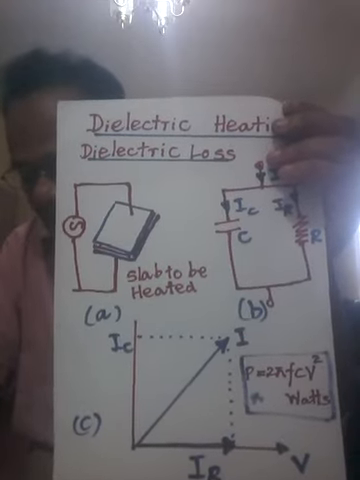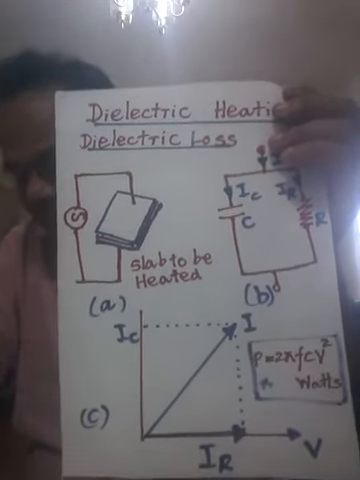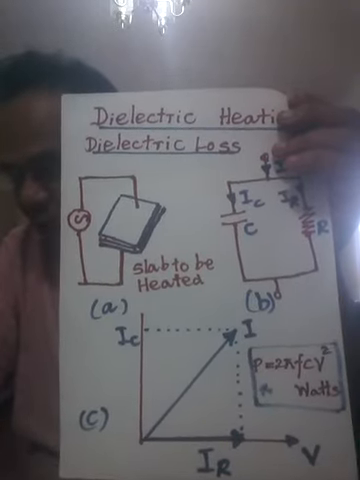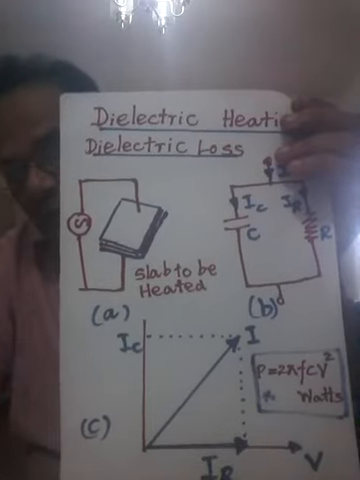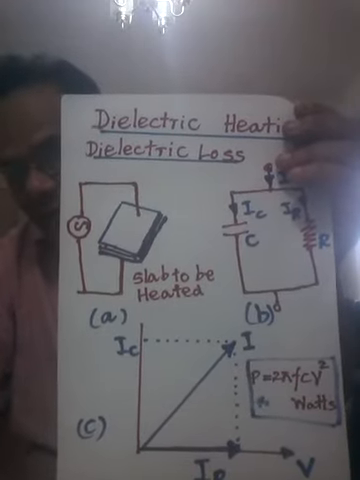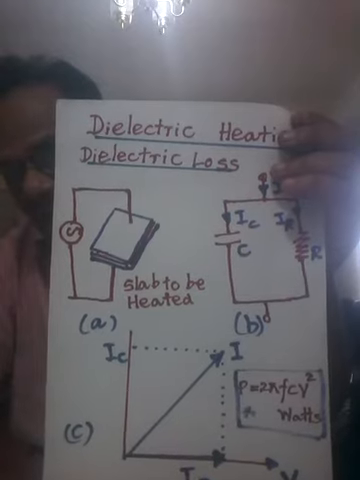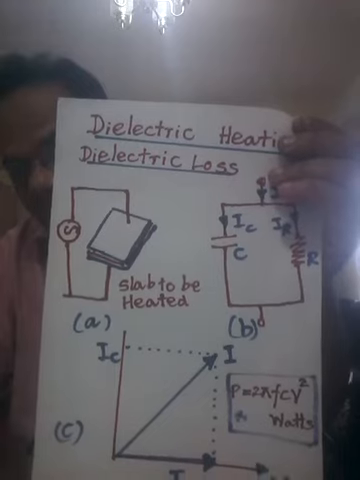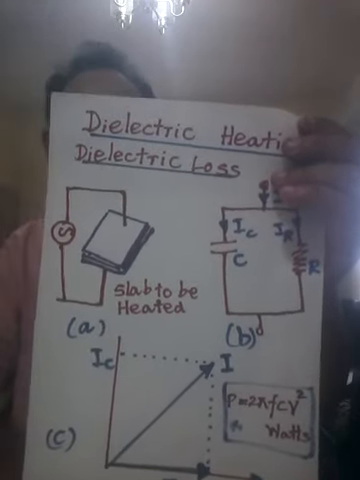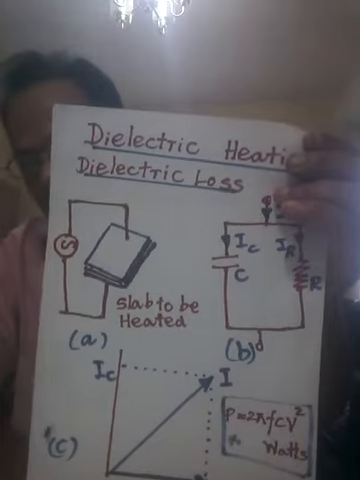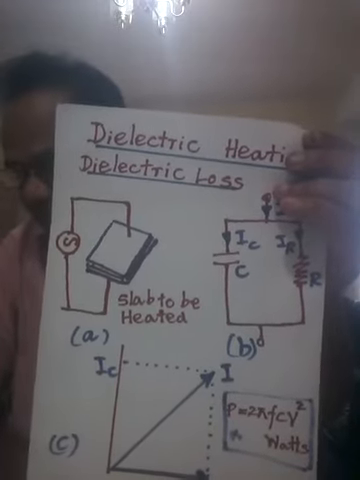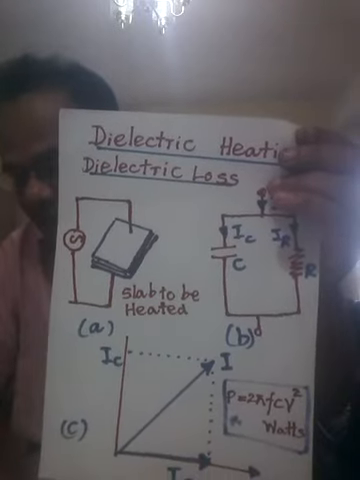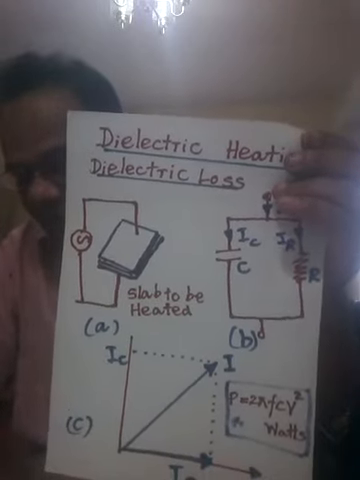It is called high frequency capacitive heating and is used for heating insulators. Remember, this type of heating method can be used only for insulators. The other method, the resistance furnace, can melt metal, but this method is only used for heating insulators like wood, plastic, ceramic, etc.